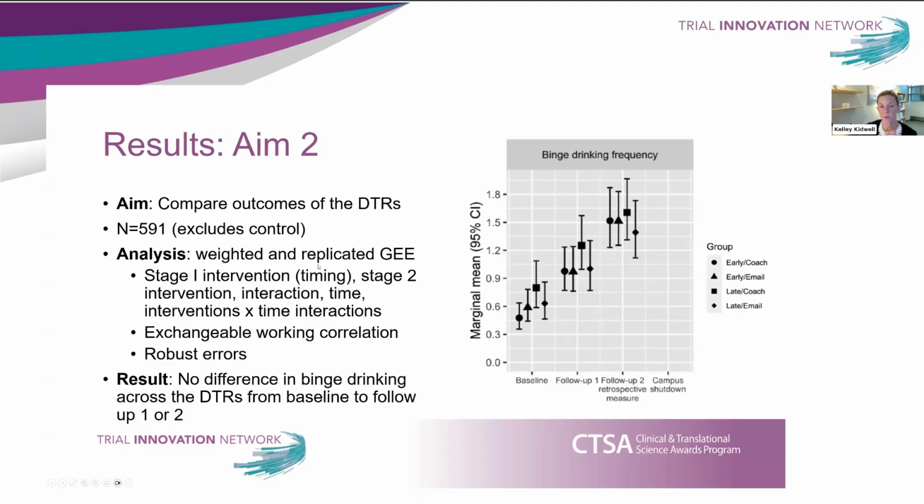They have the stage 1 intervention, stage 2 intervention, that interaction, and the time and the interactions of time and interventions. They assumed an exchangeable working correlation with robust sandwich errors to account for the fact that they had that weighting and the replication in the analysis. And again, they found no difference in the proportion or in the binge drinking frequency across these dynamic treatment regimens.